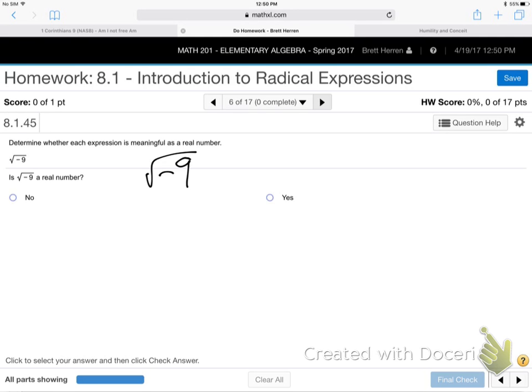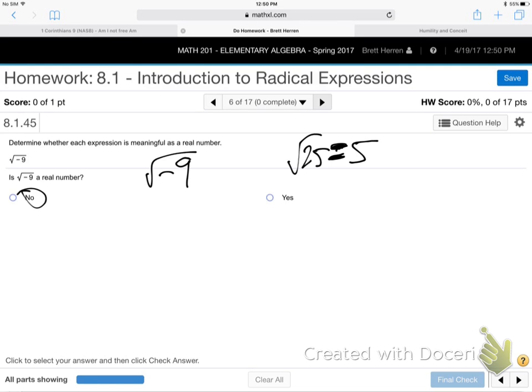Why is it error? So it's not real. Is it a real number? No, is the answer. Why not? Why isn't the square root of negative 9 real? Why is our calculator telling us error? Remember what square root means? Like, what is the square root of 25? It's 5. How would you explain why the square root of 25 is 5 to a 10-year-old child?